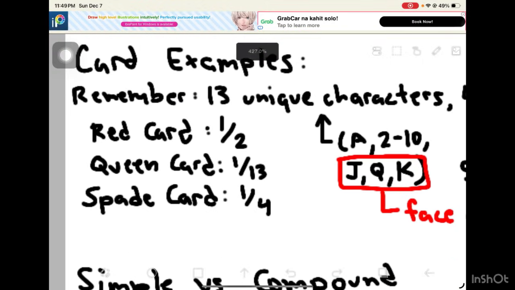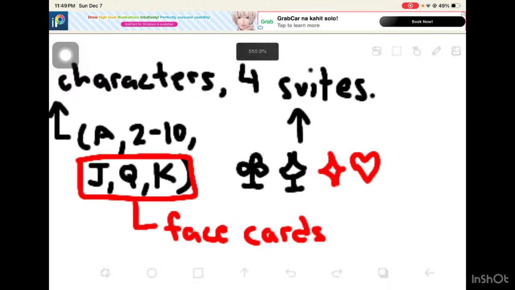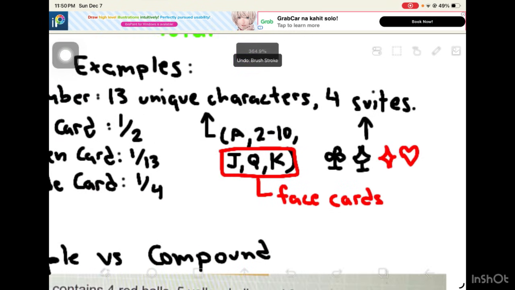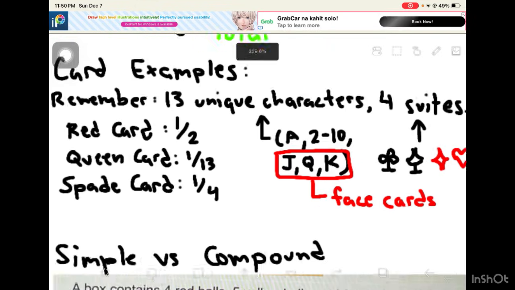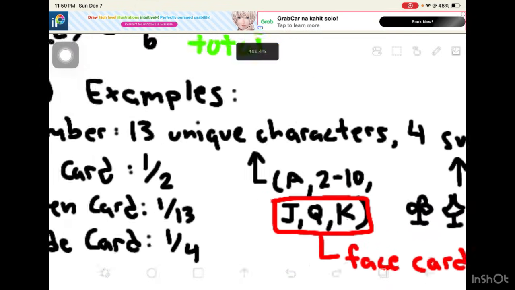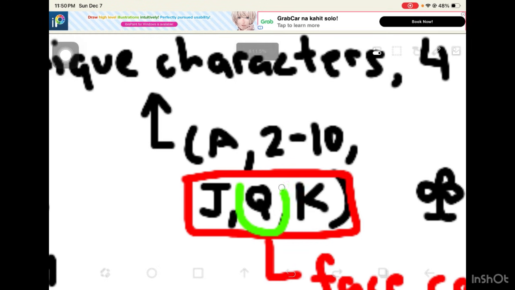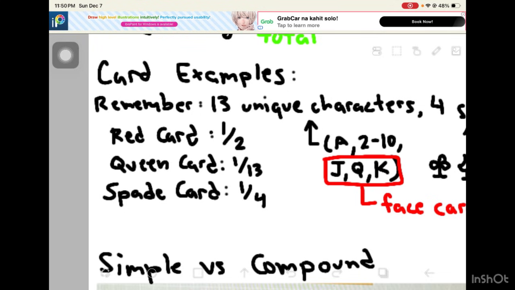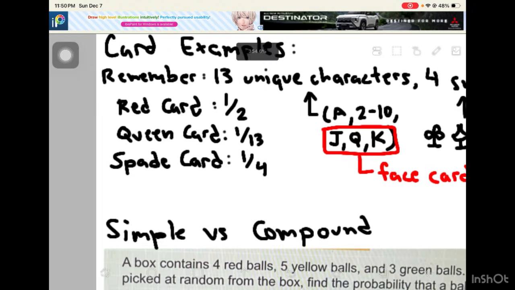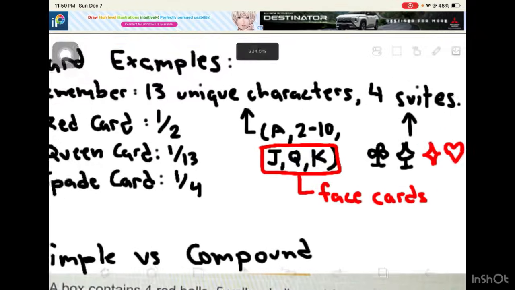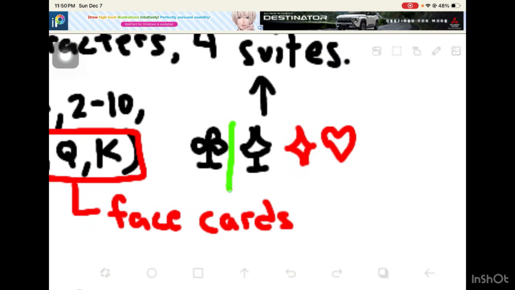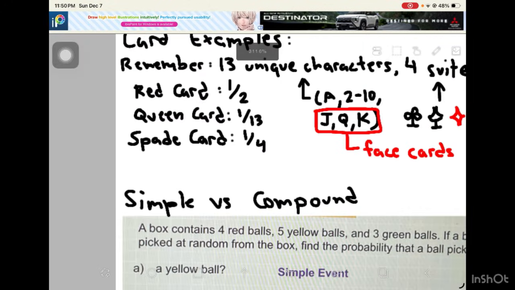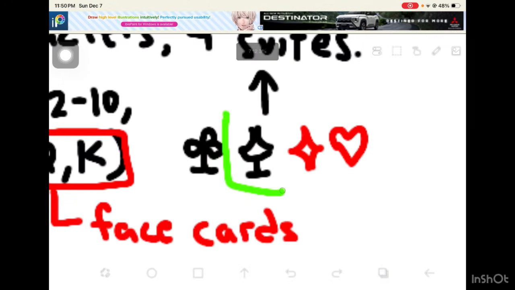So some examples are, a red card is 1/2, because as you could see, out of all the 4 suits, there's 2 of them. So 2 over 4, or 1 over 2. Then a queen card. So queen is one of the 13 unique characters. So since there's just one queen, that means 1 over 13 is the correct answer. And then a spade card. A spade card is one of the 4 suits. If you're asked for a certain suit, it's 1 in 4.